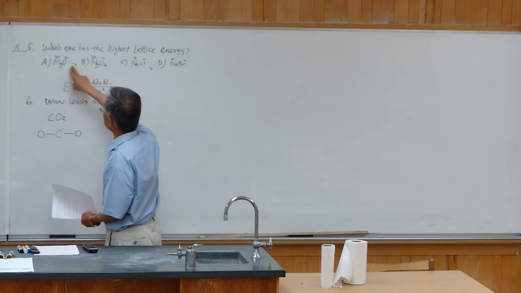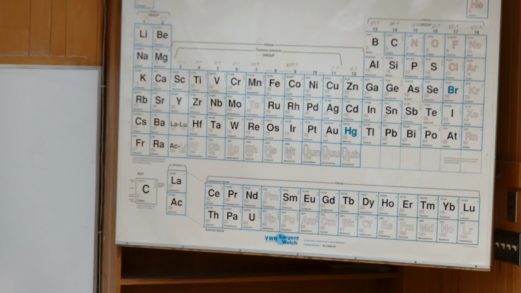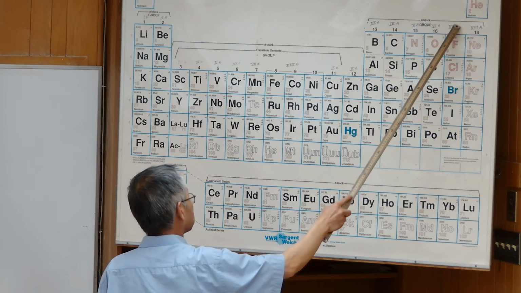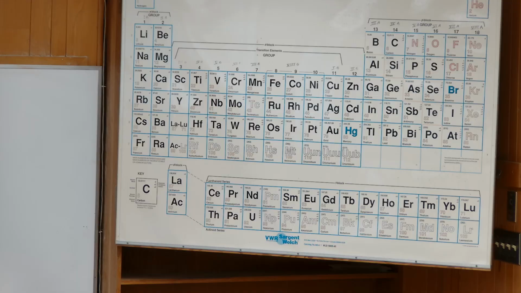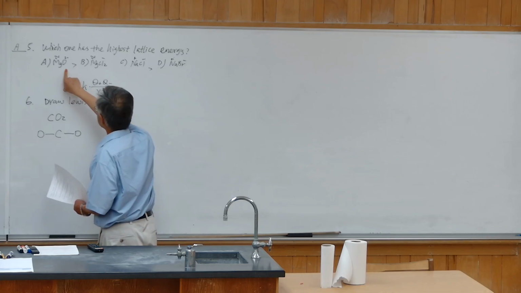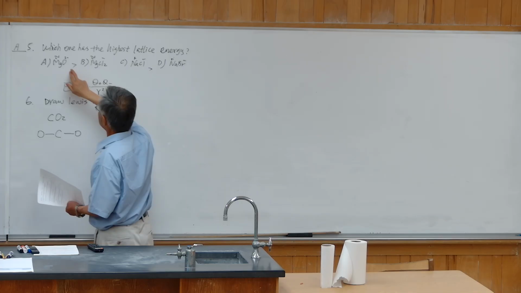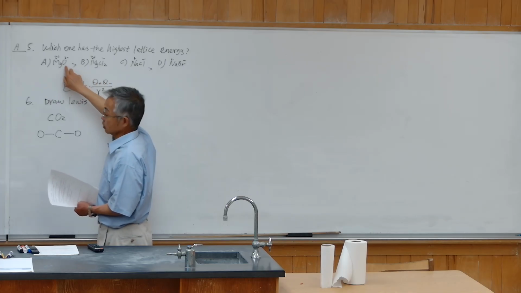Then oxide and chloride. If we take a look at the periodic table, oxide is from period 2, and chloride is the next period. From top to bottom, as we move down, the size becomes larger, right? So chloride size is larger than oxide. Larger size, smaller lattice energy, right? So both charge and size tell you A has greater lattice energy because oxide size is smaller.